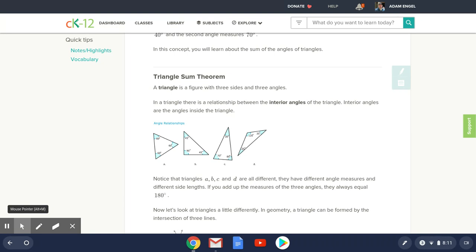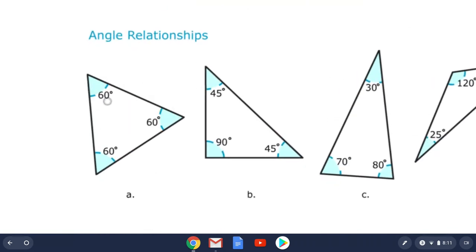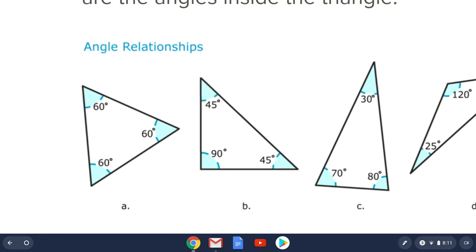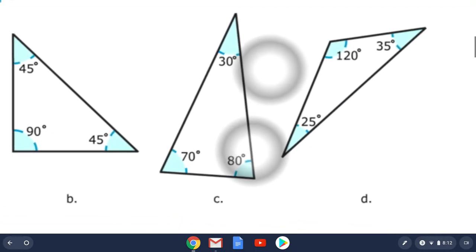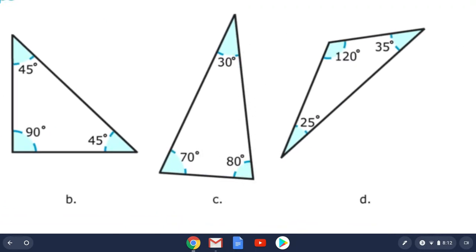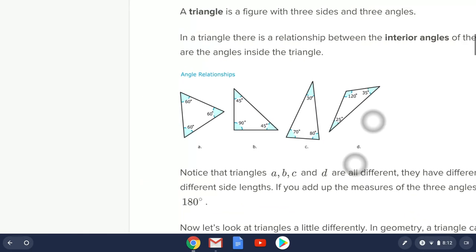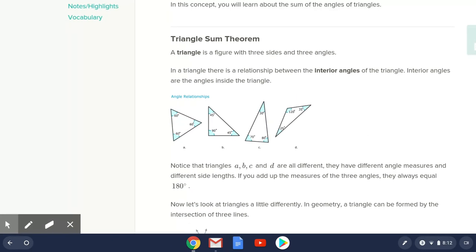But if we add up the measures of all of our three angles, they will always equal 180 degrees. 60 degrees plus 60 degrees plus 60 degrees, that equals 180. 45 plus 45, that equals 90. 90 plus 90 equals 180. 80 plus 70 equals 150. 150 plus 30 equals 180. 120 plus 25 equals 145. 145 plus 35 will equal 180. The interior angles of triangles will always add up to 180 degrees.